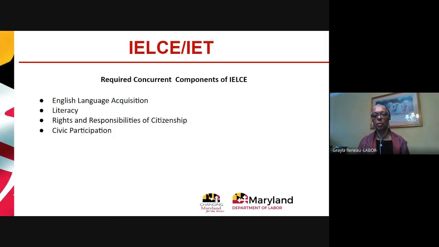So the required components of IELCE are the English language acquisition. You'll see that literacy is listed here. So it's reading and writing skills that your learners are going to need. The rights and responsibilities of citizenship and civic participation. So we want to make sure that these are actually offered all concurrently and contextualized.